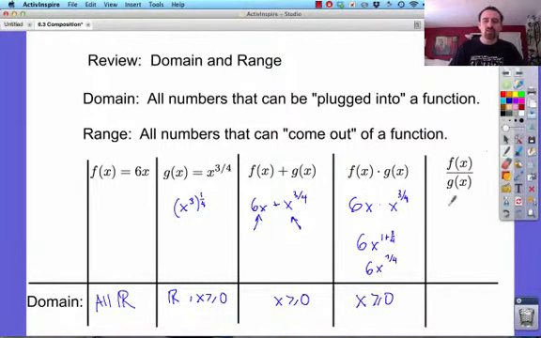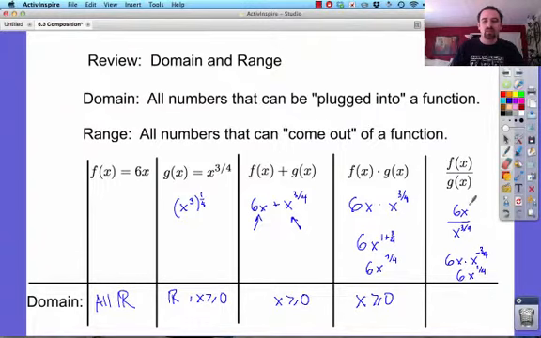Finally, the division one is a little tricky as well, because we're going to see the exponent changes here as well. Okay, so I'm going to get 6x over x to the 3 over 4. Now again, here remember we subtract. So I get 6x times x to the negative 3/4. So this is going to be simplified x to the 1/4.